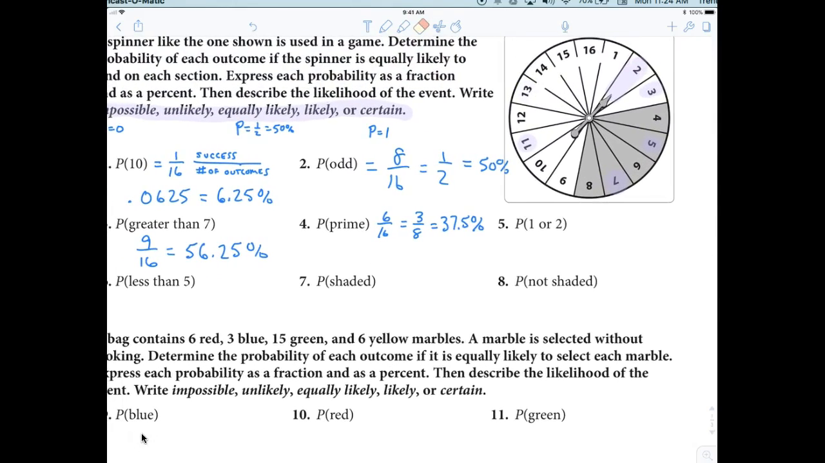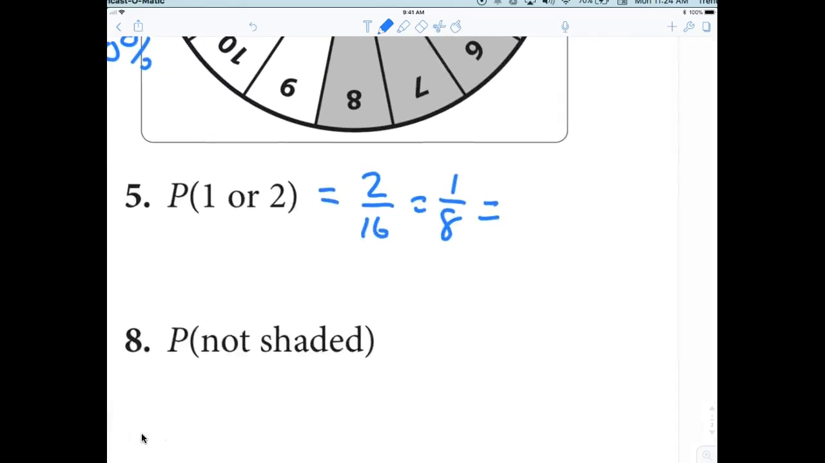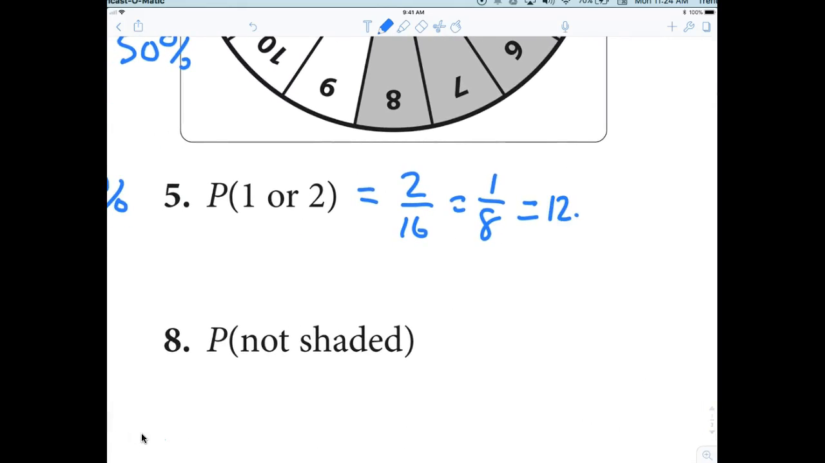All right, we now want to take a look at the probability of getting a 1 or a 2. How many numbers on the spinner are 1 or 2? 2. Out of how many? 16. So you're going to write 2 over 16, which is 1/8, and it's 12.5%.